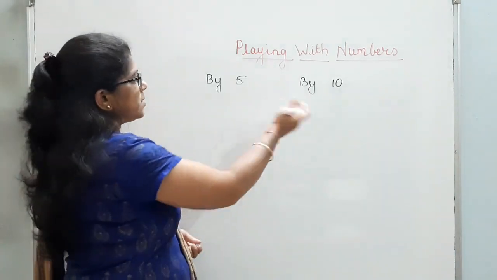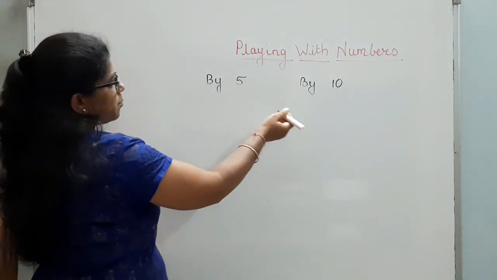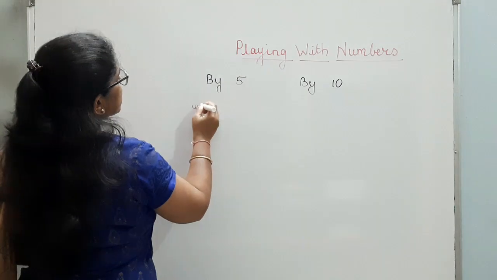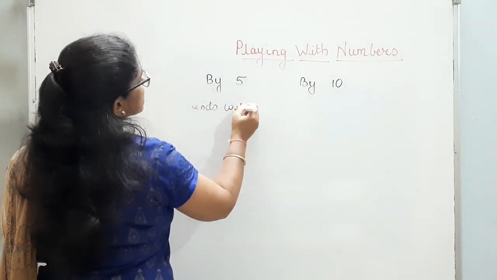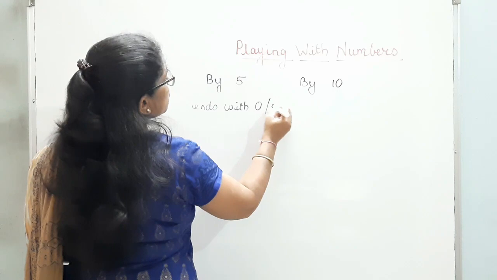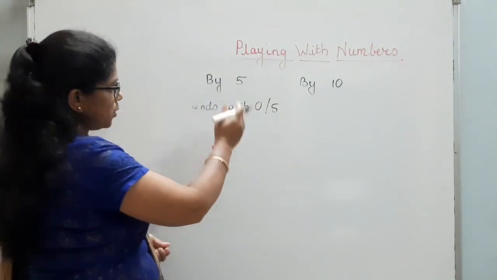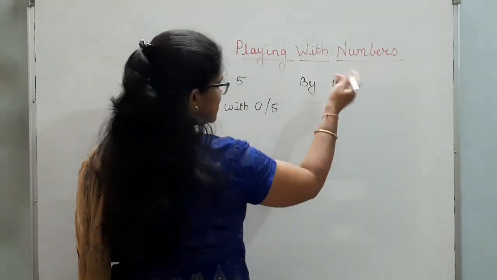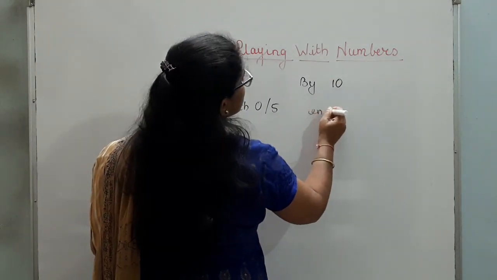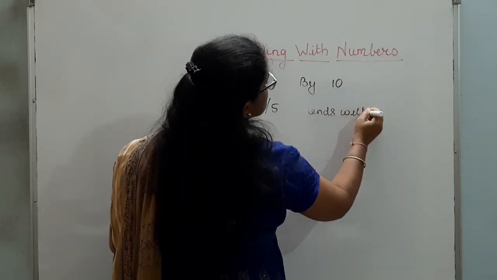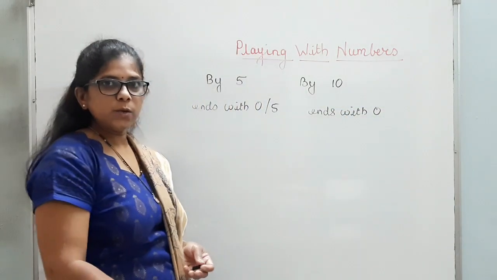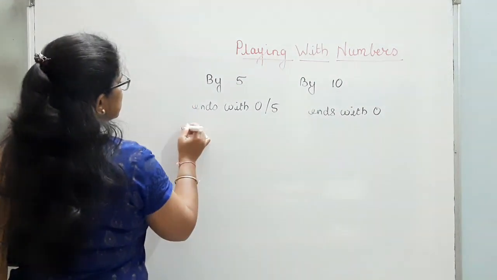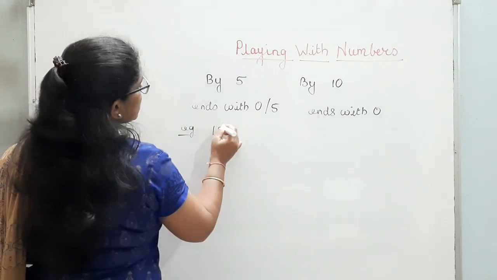Now, the next is a quite simple rule to check whether the number is divisible by 5 or 10. If the number ends with 0 or 5, that means if the units place is 0 or 5, then the number is divisible by 5. And for 10, it's the simplest rule we can say. If the number ends with 0, that means if the units place is 0, the number is divisible by 10. So, let's see examples.